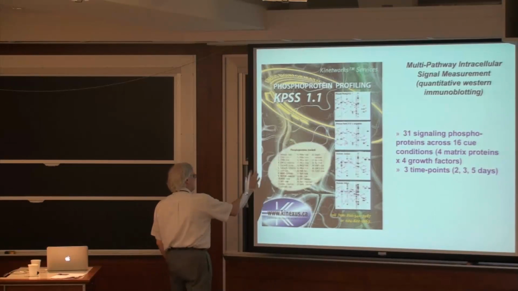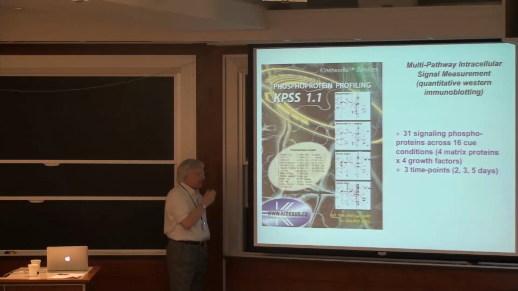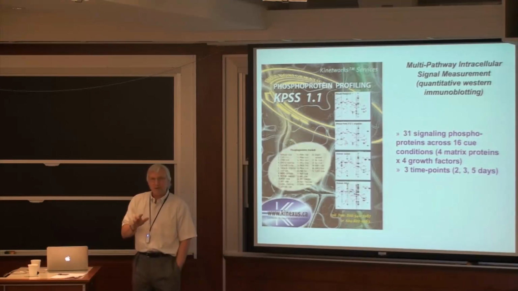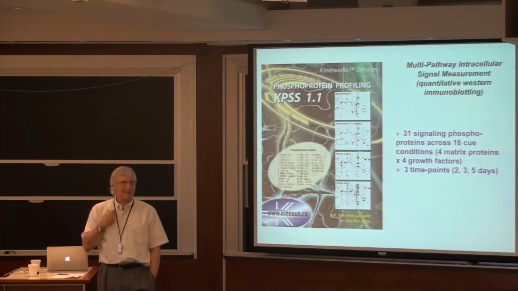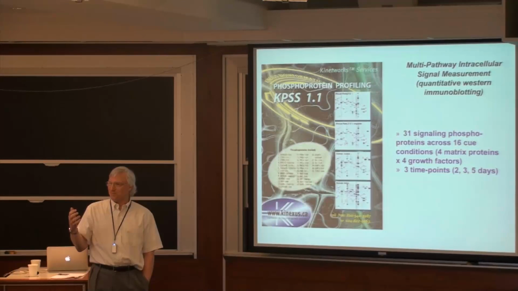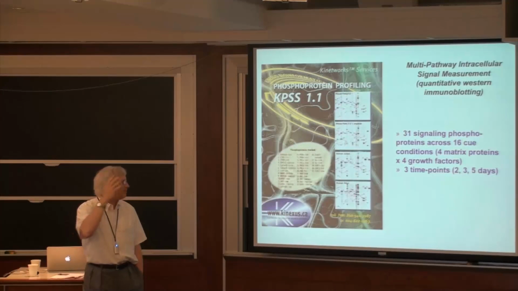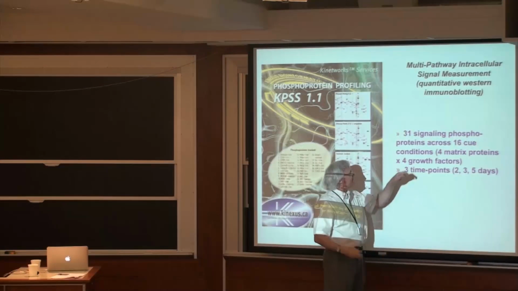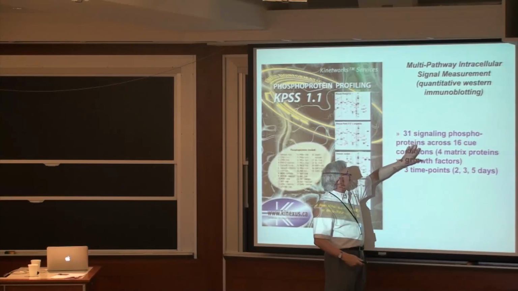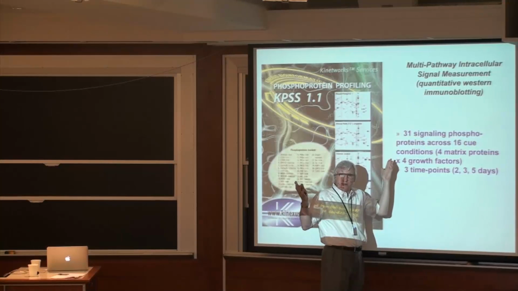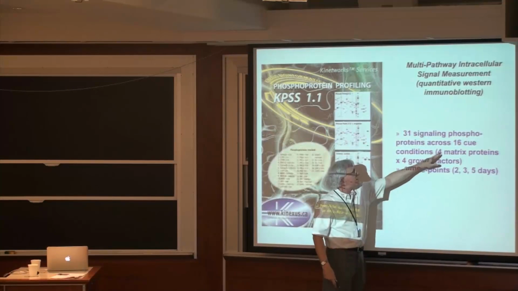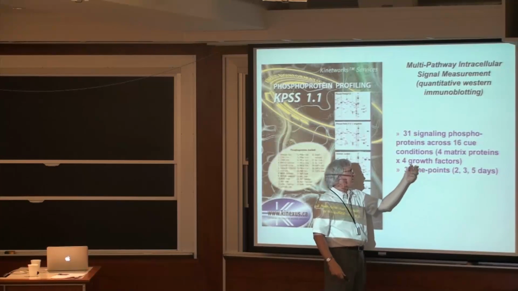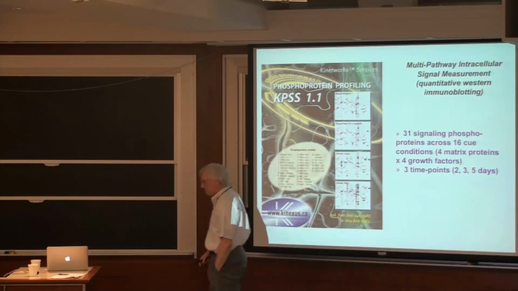So there was a startup company back at that time that had developed through gel electrophoresis some fairly high throughput, semi-quantitative phosphoproteomics. So again, this was pre-mass spec, pre-Luminex, all these kinds of things. So we worked with them as kind of a beta test for a few dozen proteins in signaling pathways, because nobody knew which ones mattered, so we just had to measure a lot of them, across all the different conditions, 4 matrix proteins, 4 growth factors, 3 time points.